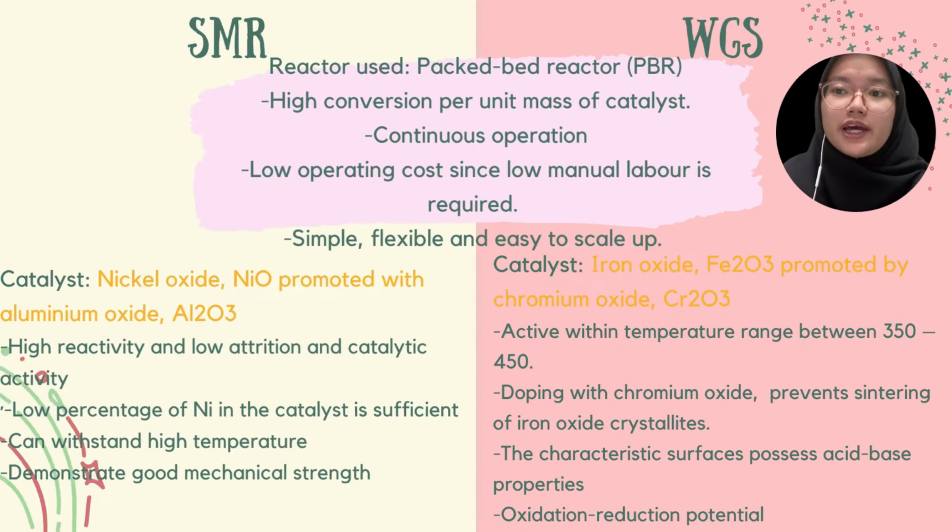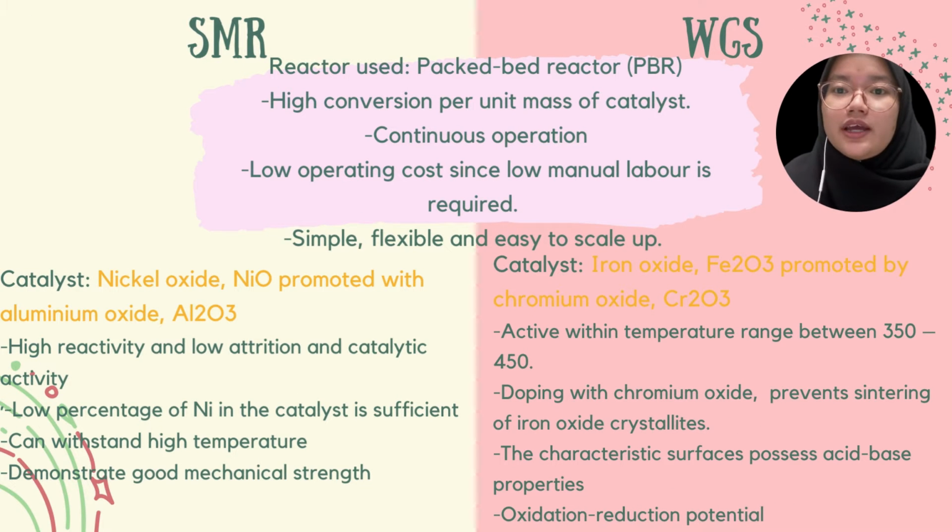In both SMR and WGS processes, the reactor used is the packed bed reactor or PBR because it has a high conversion per unit mass of catalyst, continuous operation, low operating cost, and it is simple, flexible and easy to scale up. For SMR, the catalyst used is nickel oxide which is promoted by aluminium oxide. Nickel oxide is used as it has high reactivity and catalytic activity as well as low attrition, and nickel can be used in low percentage. Nickel oxide can withstand high temperature and demonstrates good chemical strength.